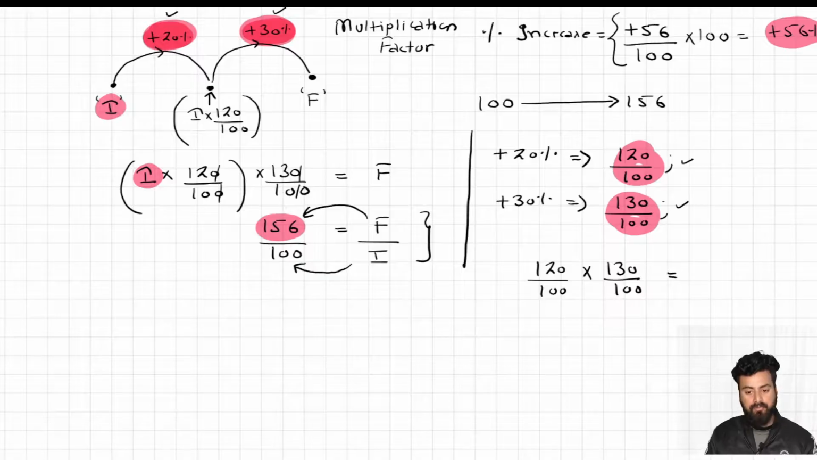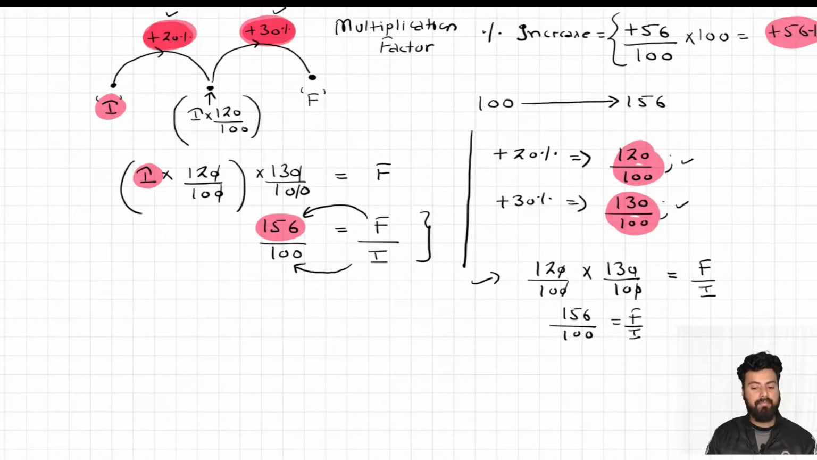And every time when you solve this, you will get the ratio in this form, final upon initial. So this is something which you are supposed to do at the time of examination. And when you solve this, zeros will get cancelled. 12 into 13 is 156 upon 100. And this will give you the answer as 56%. Right? I hope you can calculate here.